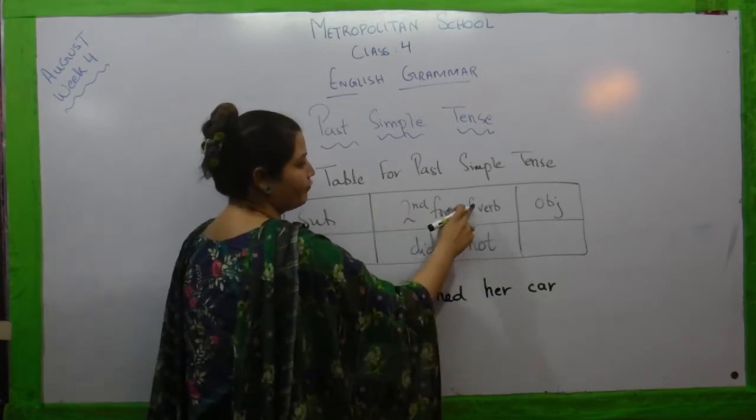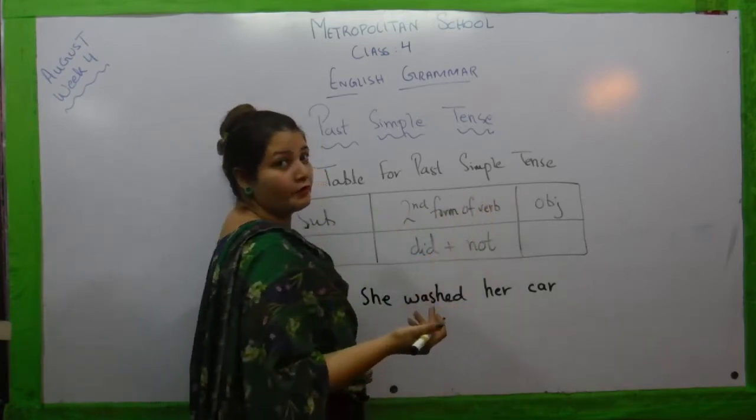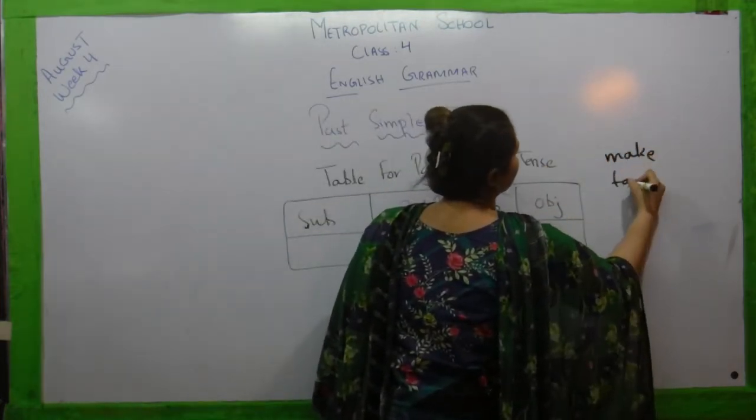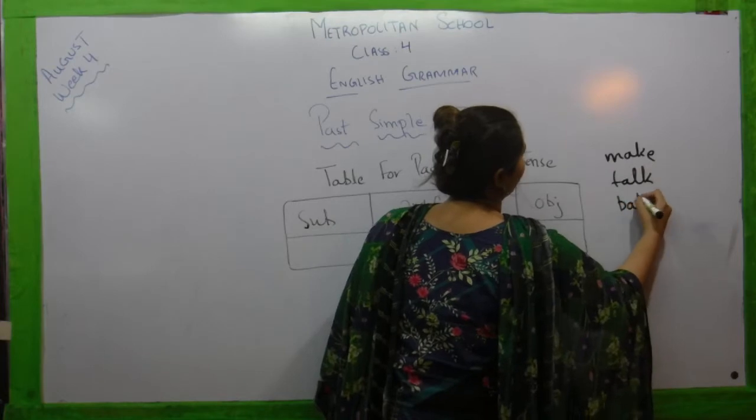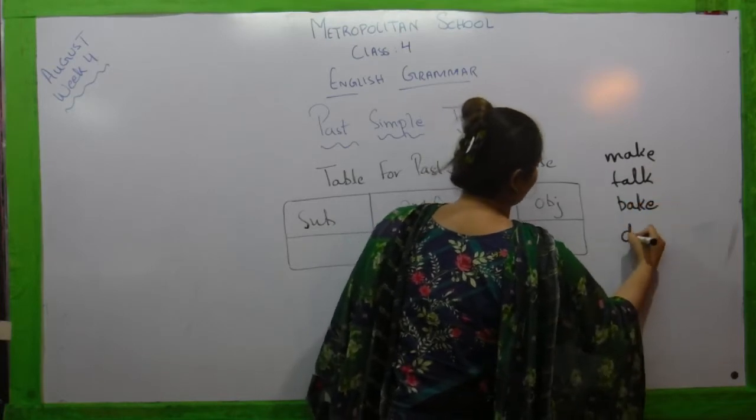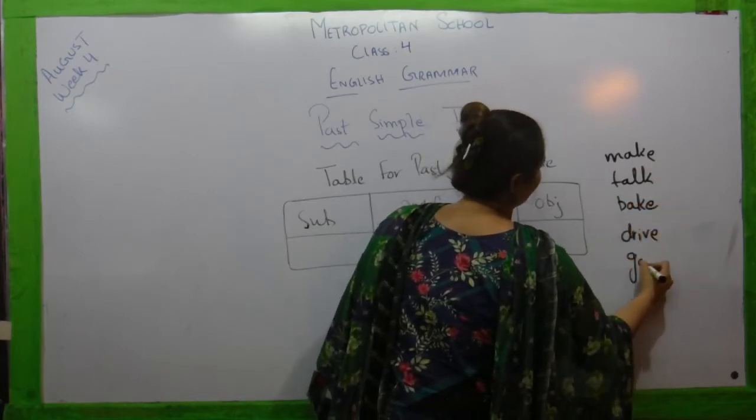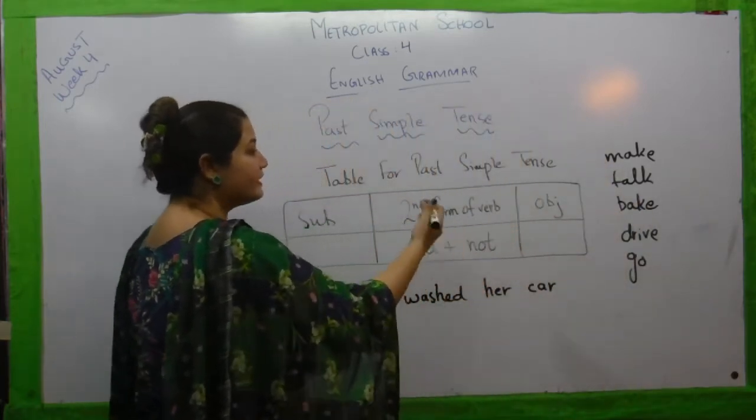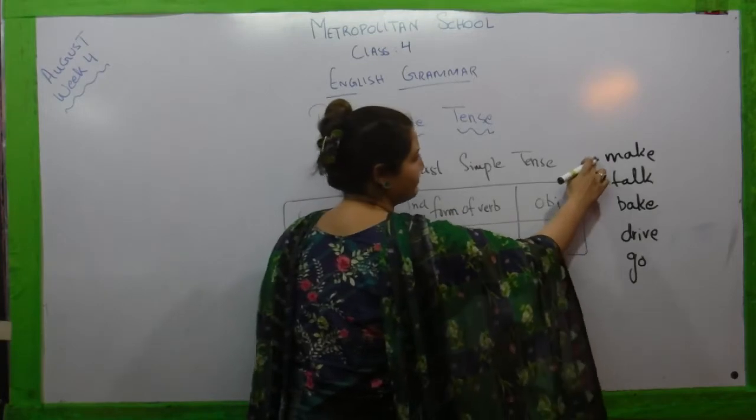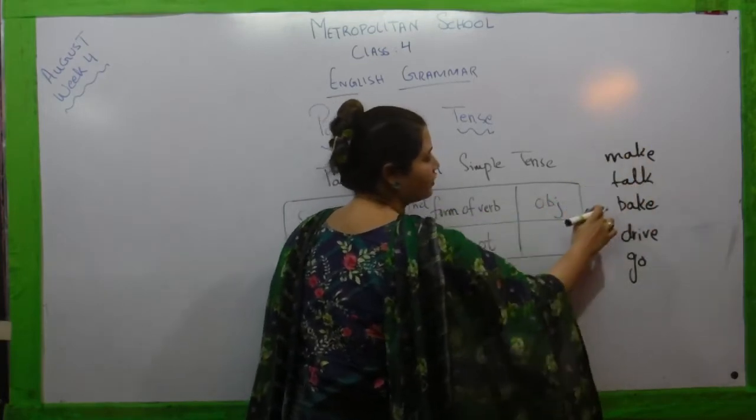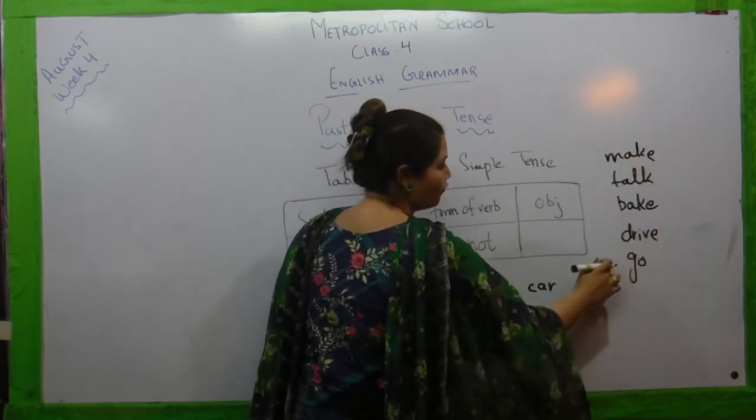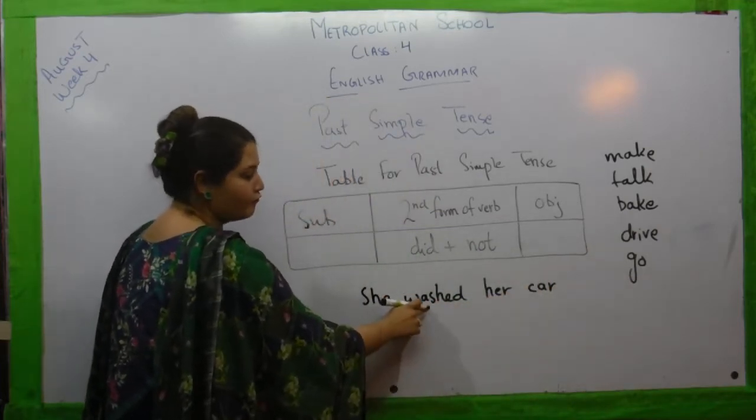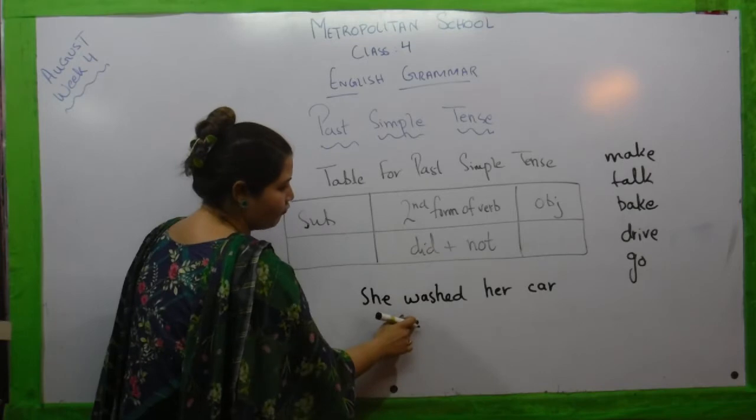Second form of verb. For example, what are verbs? Verbs are actions like make, talk, bake, drive, go. These all are verbs. These all are actions. If we want to write the second form of it, so we will change it as make will be made, talked, baked, drove, go, and want. So here washed is the second form of wash. We have used here washed.